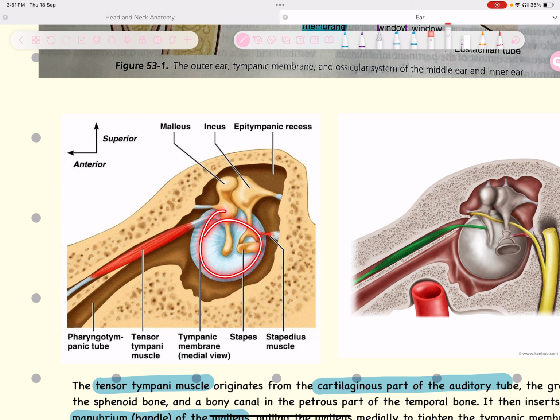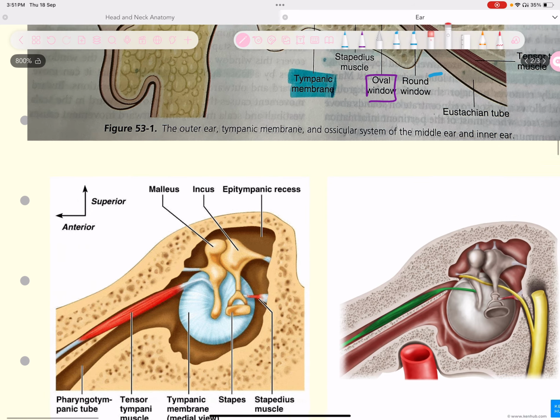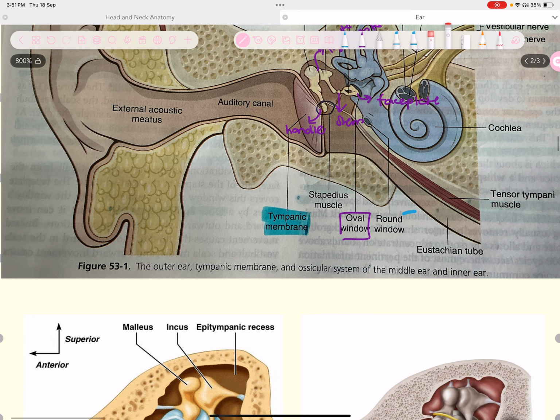In case this membrane was lax, not rigid, not tense, if it was very lax, the sound vibrations would not be able to transfer or transmit as well.